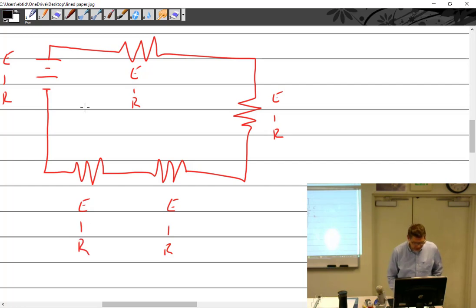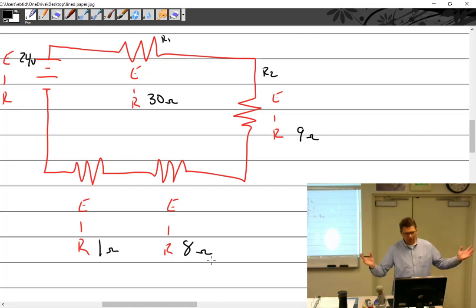All right, so what are we going to give here? We'll give 24 volts as the given voltage. I will do R1 at 30 ohms, R2 as 9 ohms. This time I'll just give you ohms. We'll do this one at 8 ohms and this one at 1 ohm. And you should be able to solve that. That's an easy one.